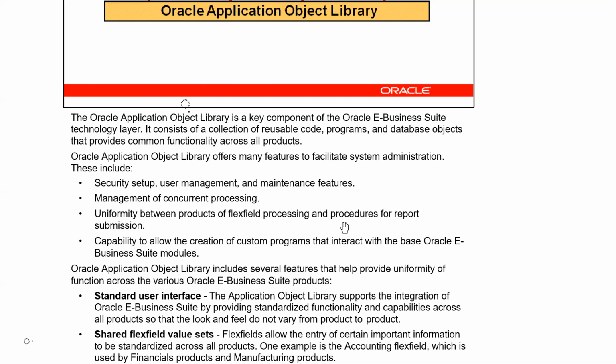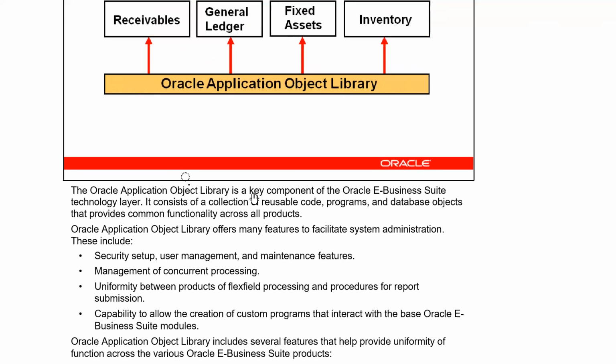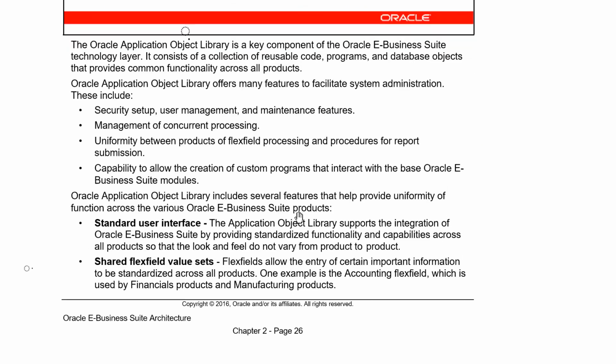A simple example: people who are working in Oracle Applications have seen report submission. Whether you are connected as system administrator or as a general ledger user, you can find it. I also gave another example: even when you are creating custom programs, the look and feel will not change because of this reusable component. So Oracle Application Object Library is nothing but a collection of reusable components, programs, and database objects that provide common functionality across all the products.